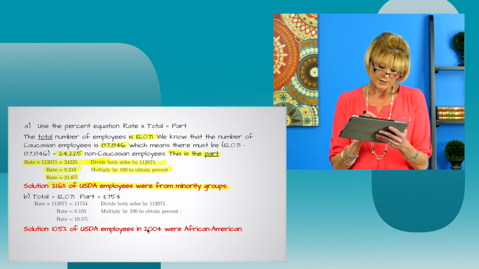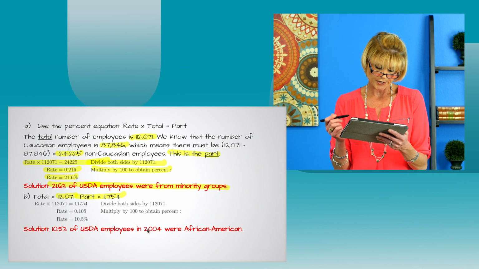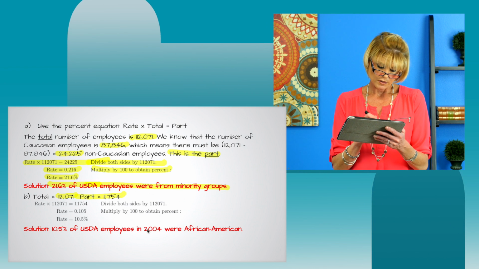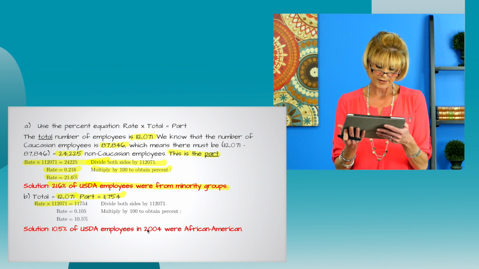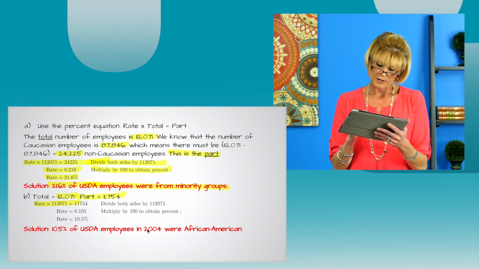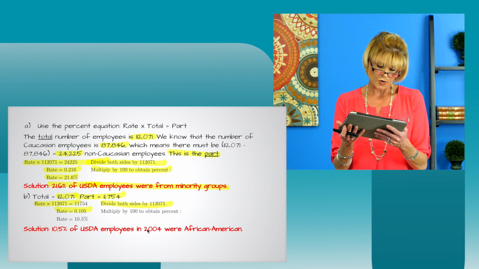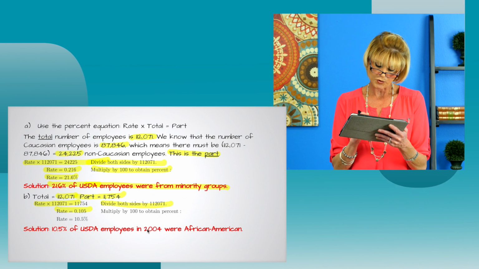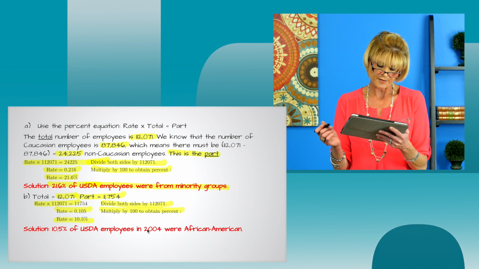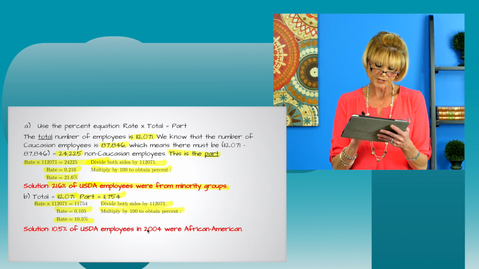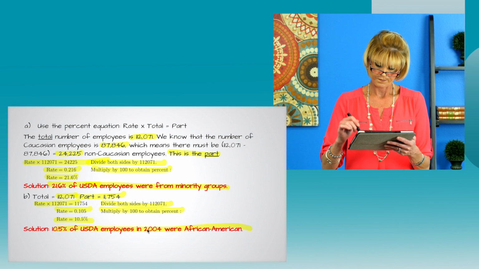Part B, the total 112,071, the part 11,754. So rate times 112,071 equals 11,754. Divide both sides by 112,071. The rate is 0.105. Multiply by 100 to obtain a percent, and we get a rate of 10.5%. So 10.5% of USDA employees in 2004 were African American.